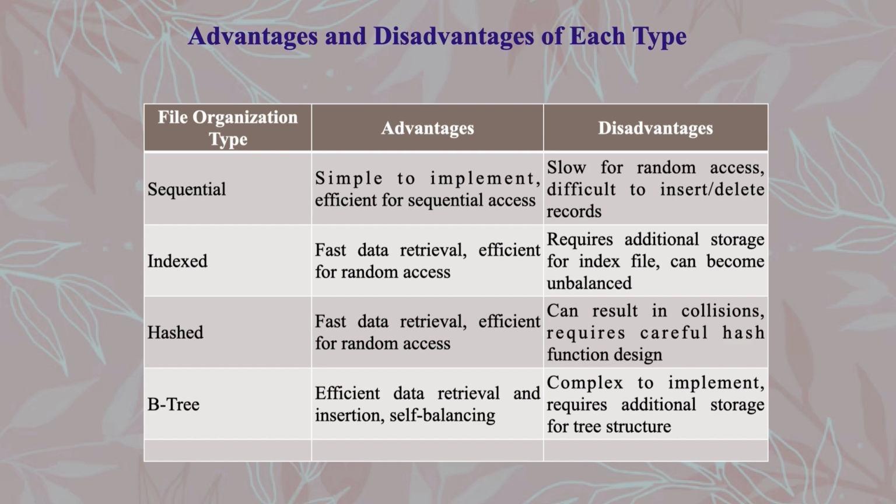Sequential access can also result in wasted storage space if records are of varying lengths and there is space between the records or storage of these things. So those are the kind of advantages you have to know.